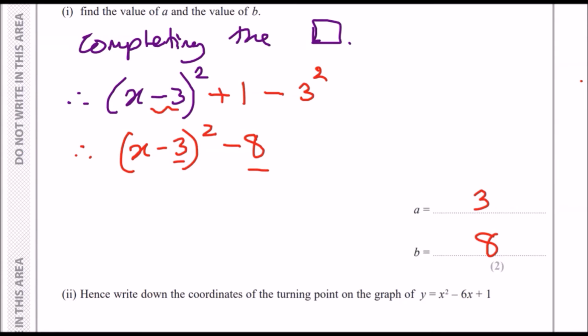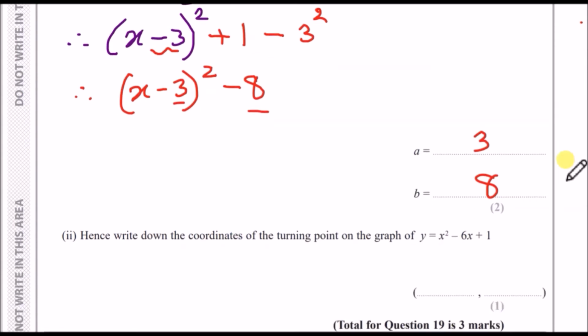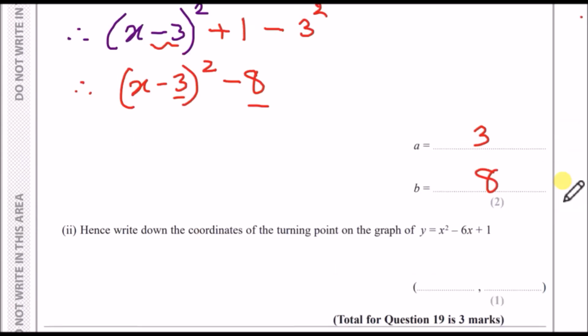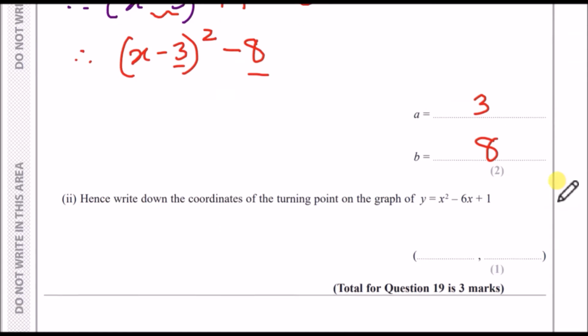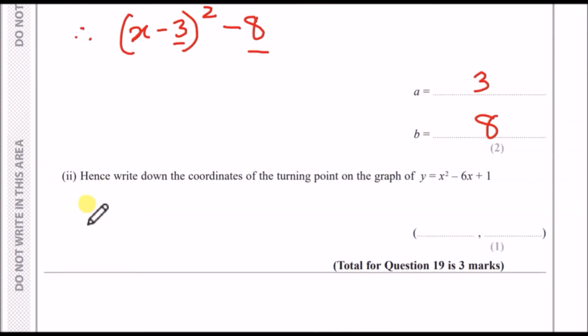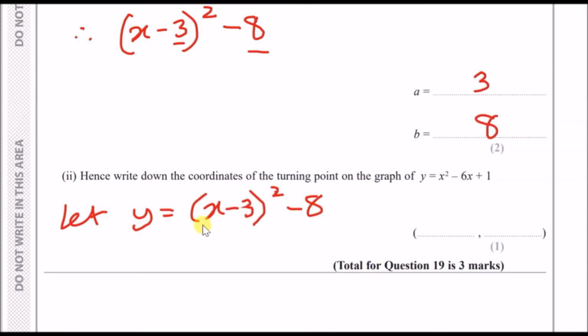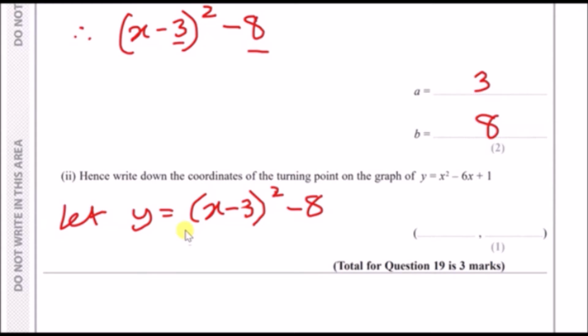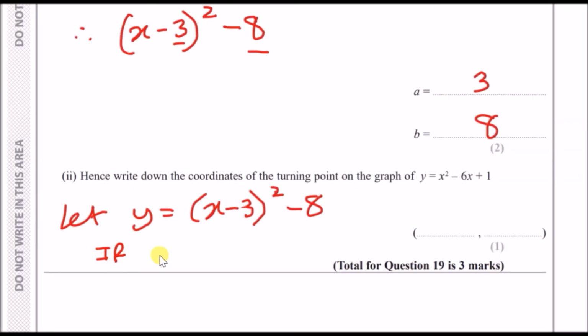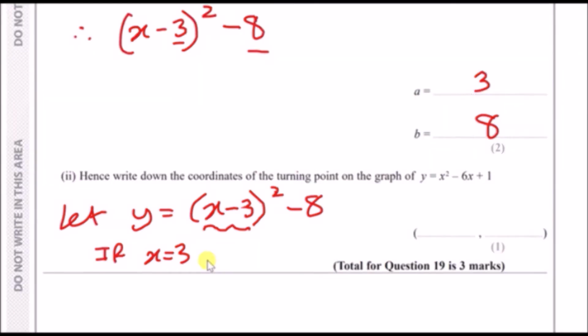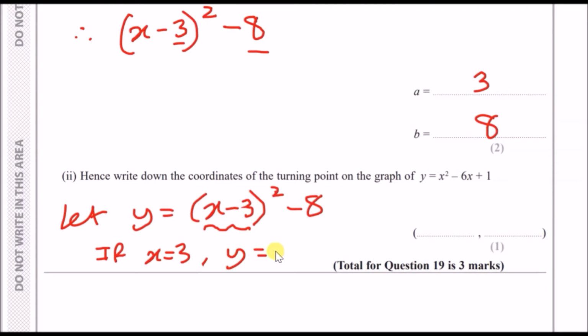Now for part 2, it says, hence, write down the coordinates of the turning point of the graph of what we just did. Well, the turning point is literally your equation itself. So you always have to ask yourself, what is the lowest possible point of the graph, or the highest point? In this case it is when you set x to 3. You always look inside that bracket. If it's x minus 3, that means the x turning point will be positive 3. When you plug in a positive 3, that whole bracket becomes 0 and you're left with y equals minus 8. And that's it. Those are the coordinates of the turning point.